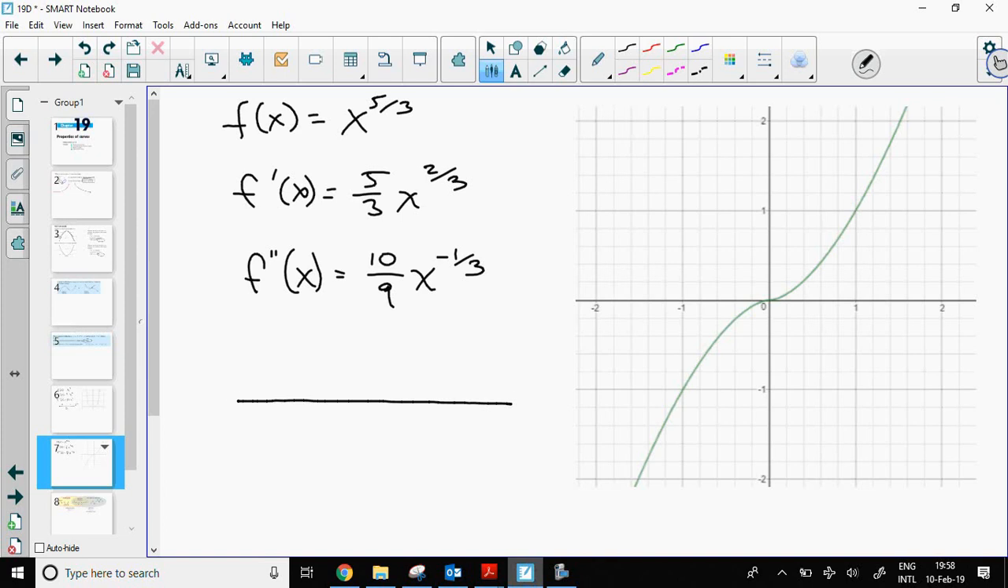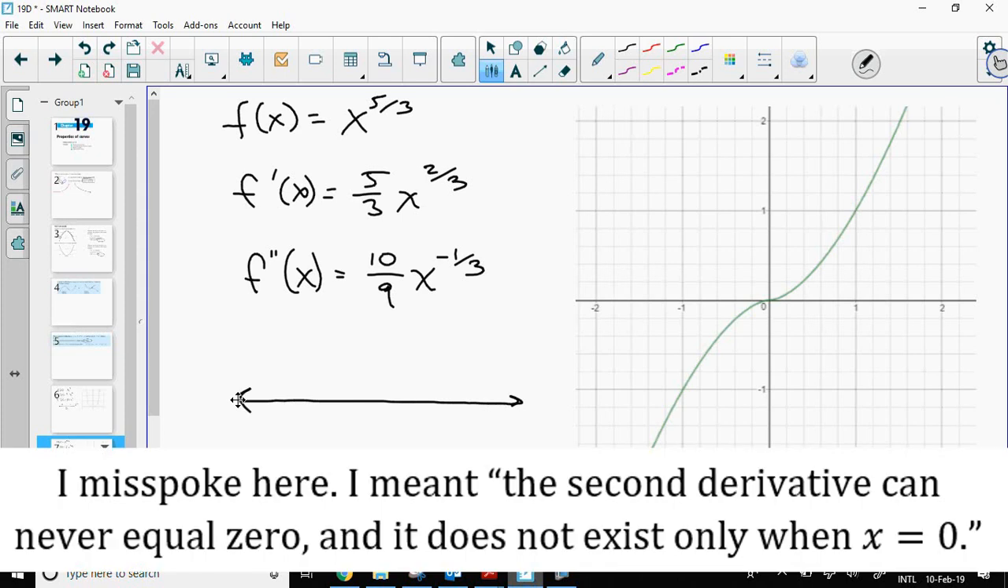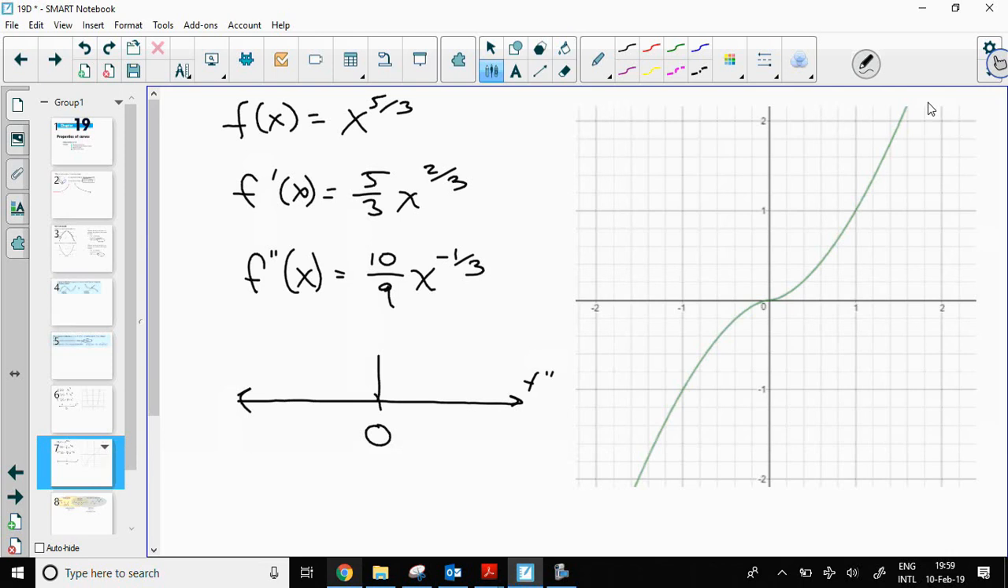Again, clearly, the second derivative could only be equal to 0 when x is equal to 0. But now if we choose any value to the left of 0, then we've got a negative value. We're taking the cube root of a negative, which is fine. We can do that, but we're going to get a negative to the left and a positive to the right. So we do have a change in concavity here, even though the second derivative itself does not exist, which is kind of weird.